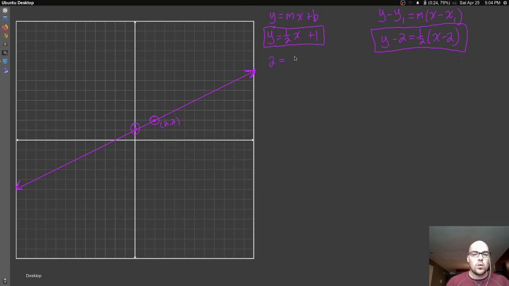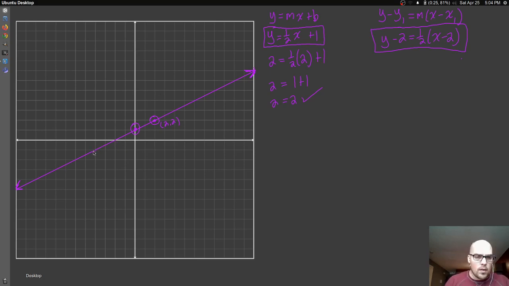Is 2 equal to 1/2 of 2 plus 1? Well, is 2 equal to 1 plus 1? Oh dear God, I hope so. With everything that's going on in the world around us, if that weren't true, I would break down and cry. Let's try a different point.